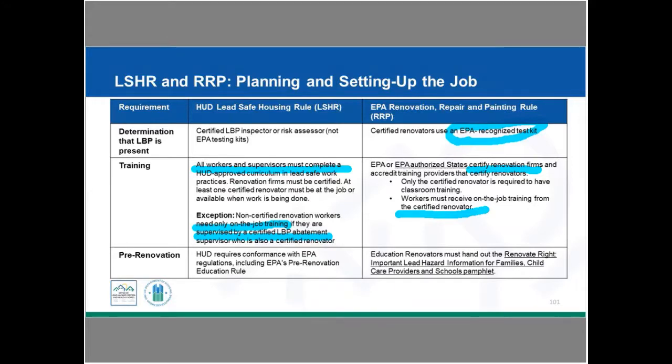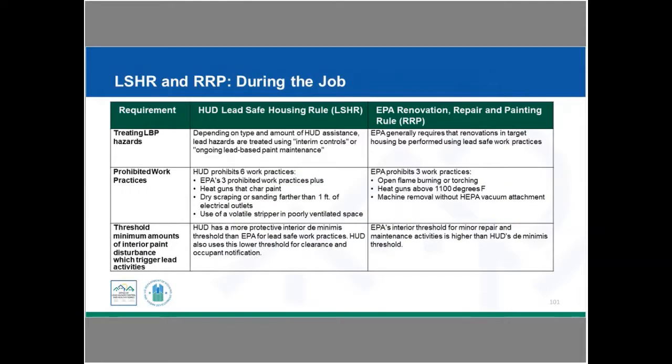In both cases, the EPA renovation right brochure is going to be provided to folks. During the work that's being done on that job, our level of treatment, as we just spent some time on in the last section, is going to be based on that level of assistance, and we're going to be determining whether interim controls and ongoing lead-based paint requirements are going to be part of that, or whether we're going to do abatement as part of that. But a couple of key differences to keep in mind.